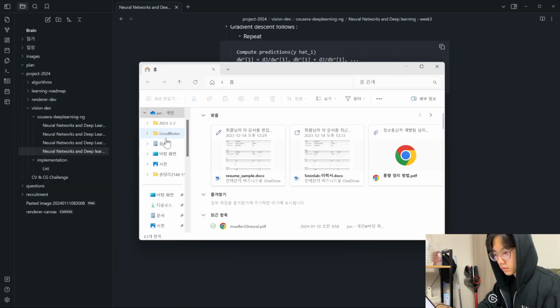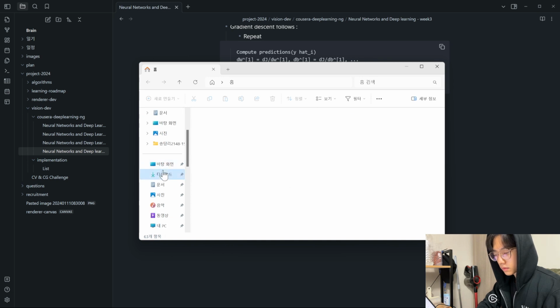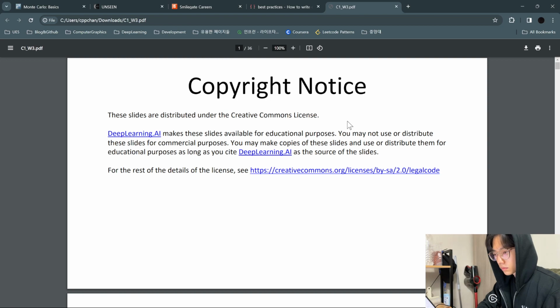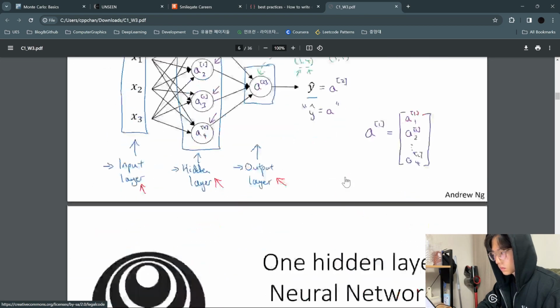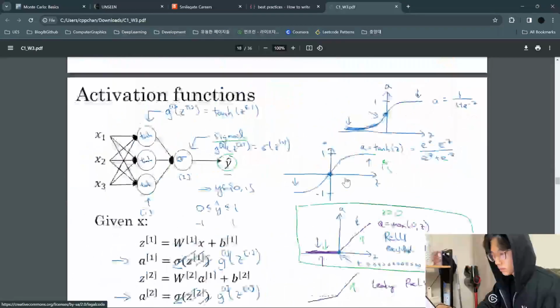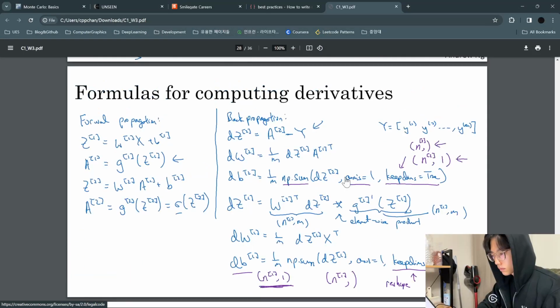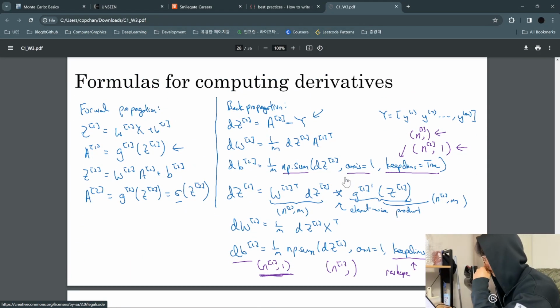times g1 prime of z1. So this quantity g1 prime is the derivative of the activation function you used for the hidden layer. And for the output layer, I assume that you're doing binary classification with the sigmoid function, so that's already baked into that formula for dz2. And this times is an element-wise product.